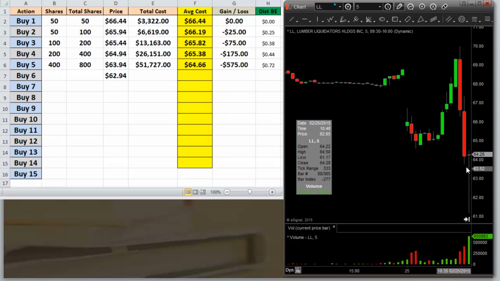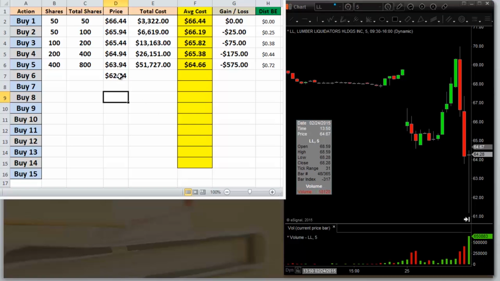So let's go through the sequence. So at this point, it went as low as 61.17. But let's stick with this. So at that point, again, you need to buy 800 shares because you got to keep on doubling down. So now that brings your position to 1,600 shares. Now you have 102,000 in it.